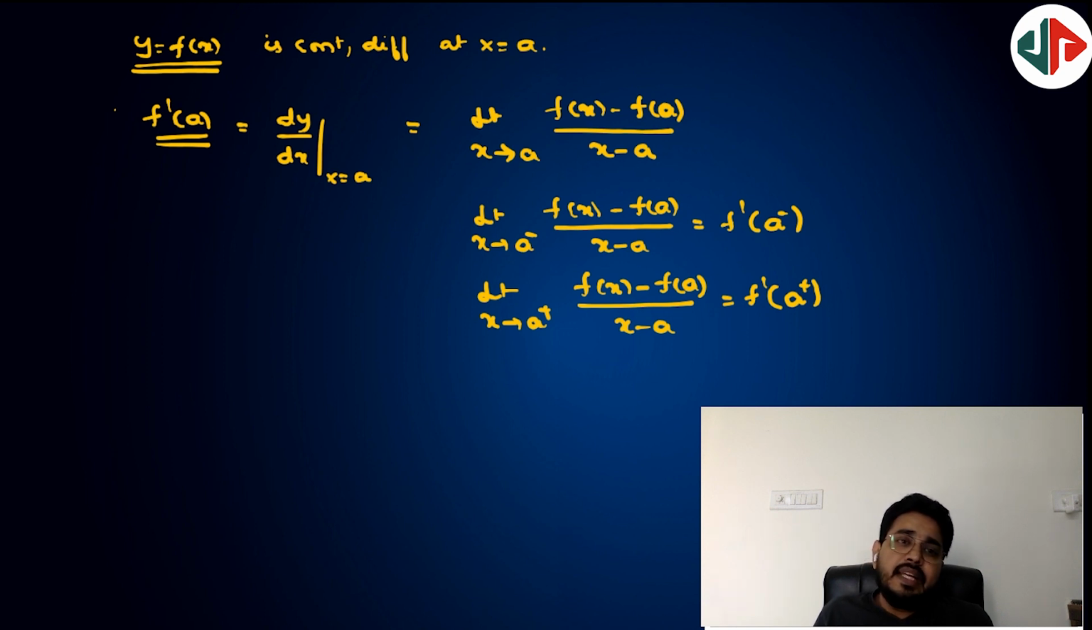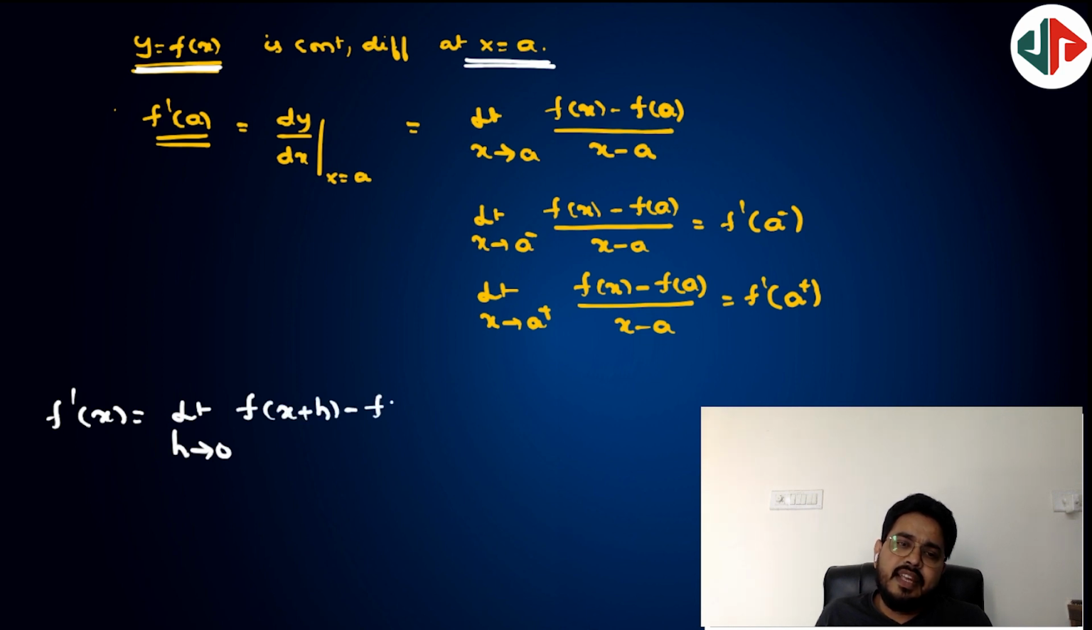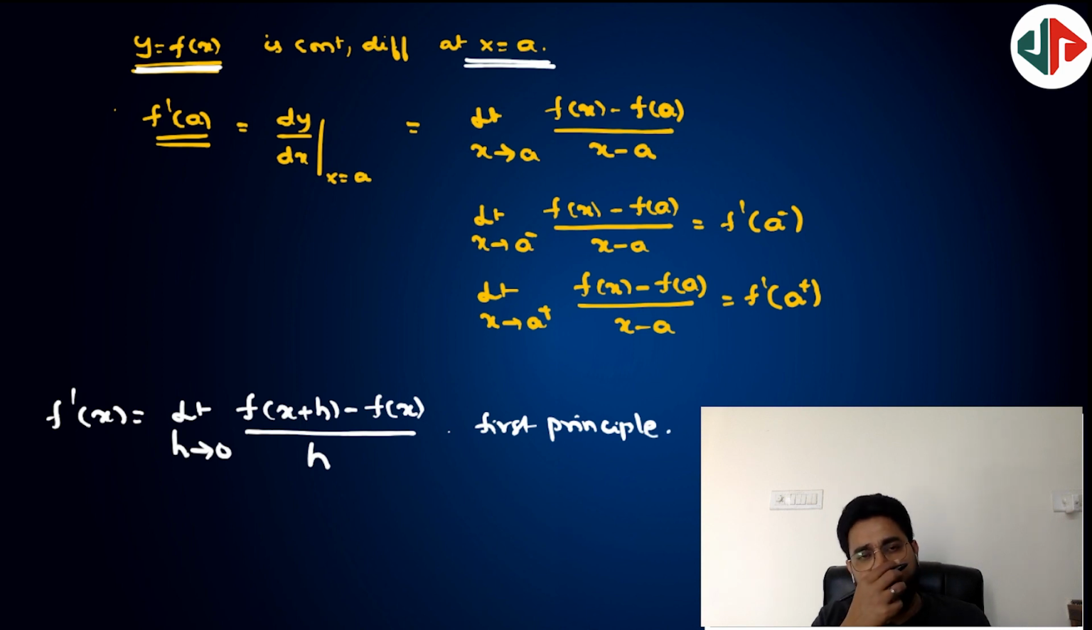Now, this is the derivative at a point. I want a general formula for the derivative of f of x, a generalized thing. So that is f dash of x. This is limit h tending to 0 of f of x plus h minus f of x by h. This is called the first principle of derivative.